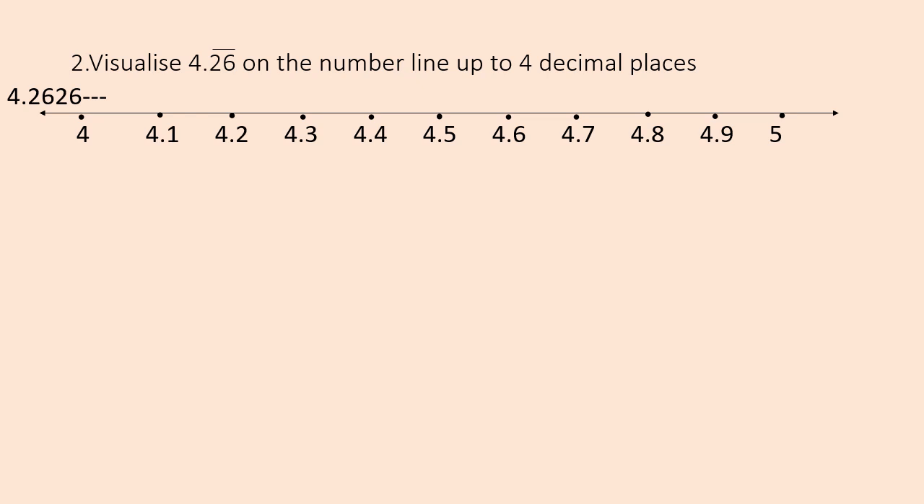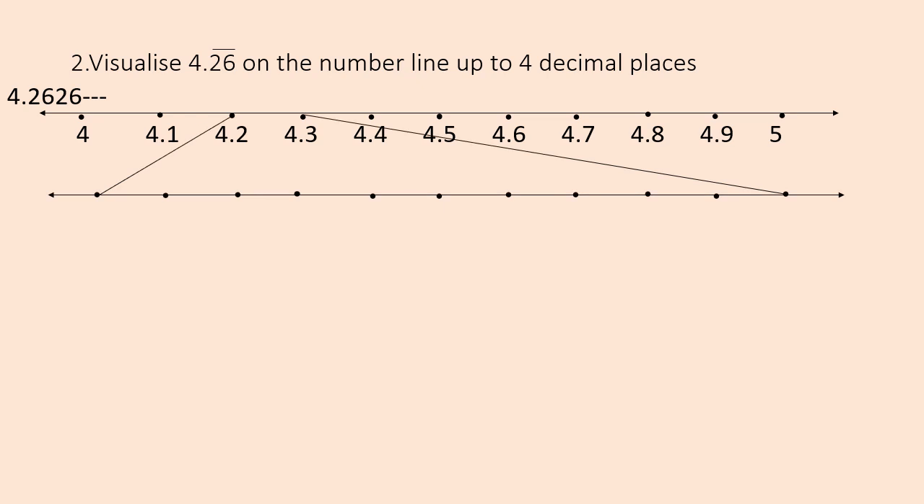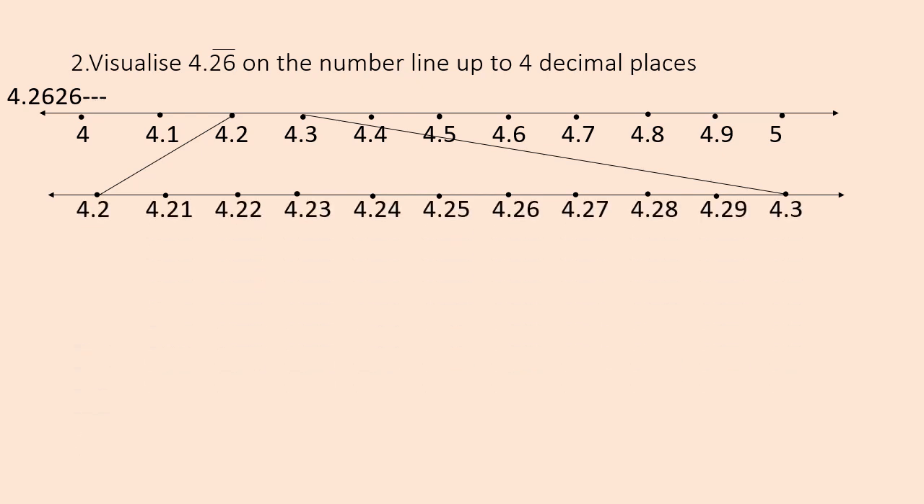So the numbers are 4, 4.1, 4.2, etc. up to 5. Then the first decimal part is 4.2. That means you have to do the successive magnification in between 4.2 and 4.3. And that part again you have to divide into 10 equal parts. So you are getting it as 4.2, 4.21, 4.22, 4.23, etc., 4.29, 4.30.